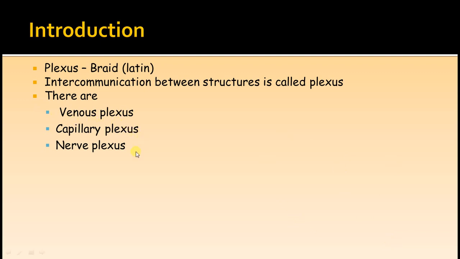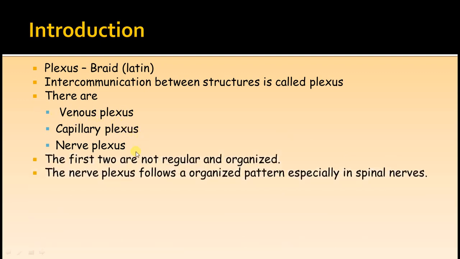Okay, so coming to the nerve plexus, they form an organized pattern, and that too only in the spinal nerves. The spinal nerve plexuses in our body are the brachial plexus, cervical plexus, lumbar plexus and the sacral plexus. There are also other plexuses formed by nerves, like the sympathetic plexus. This sympathetic plexus is mostly formed around the arteries or blood vessels. Again, they are not very much organized. It will be some tangling of structures.